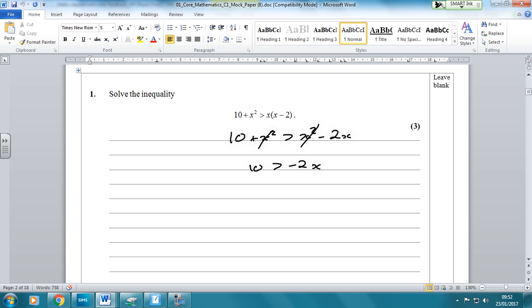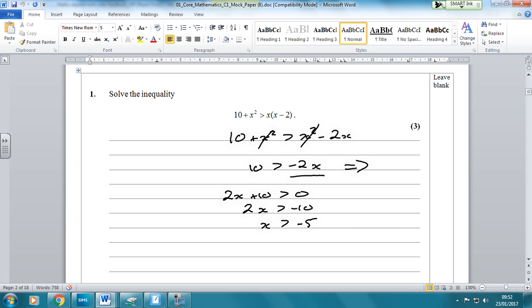Now, there's two ways of doing this next step. Because you've got a minus 2x here, you can bring that over to the right hand side and have 2x plus 10 is greater than 0. Then take that away. 2x is greater than minus 10. And you can divide by 2 to get x is greater than minus 5.